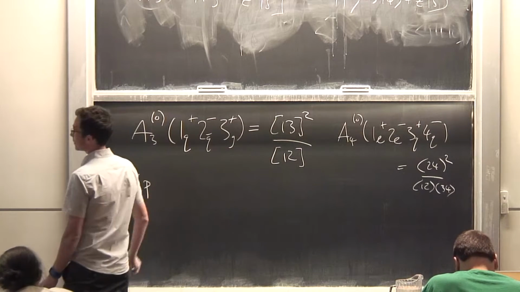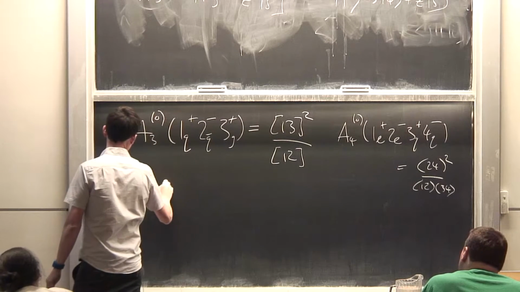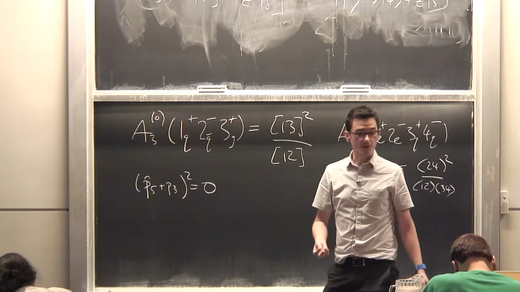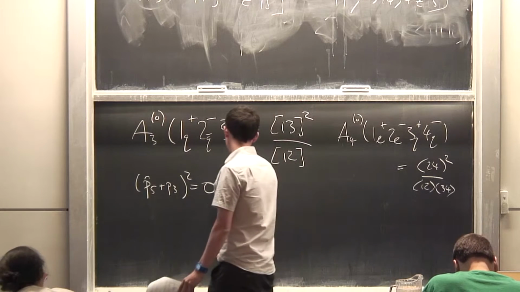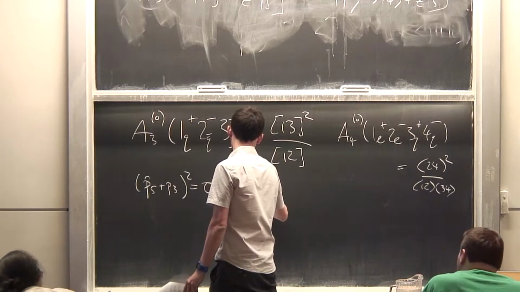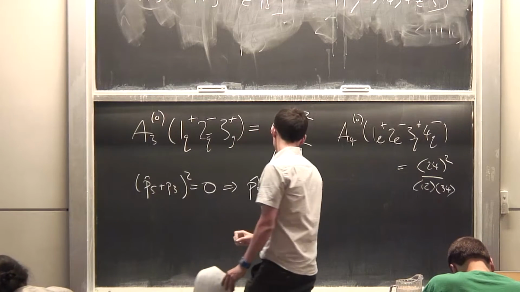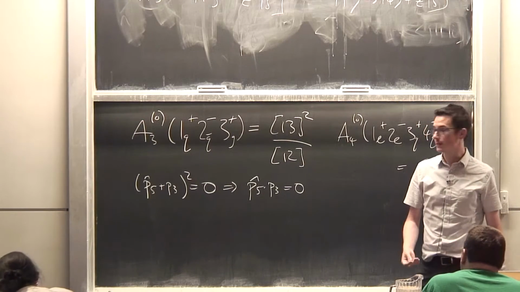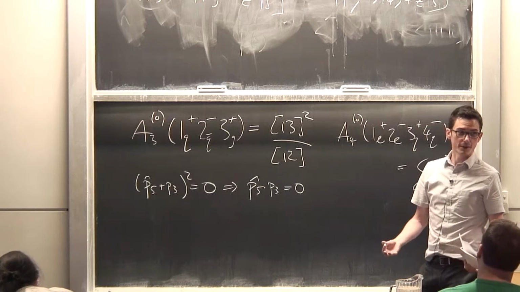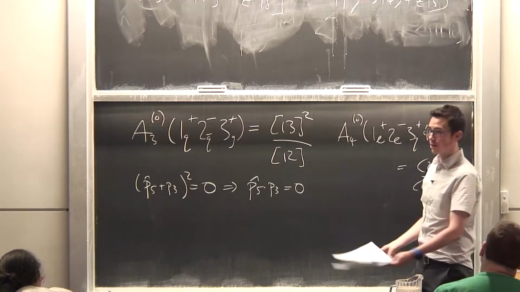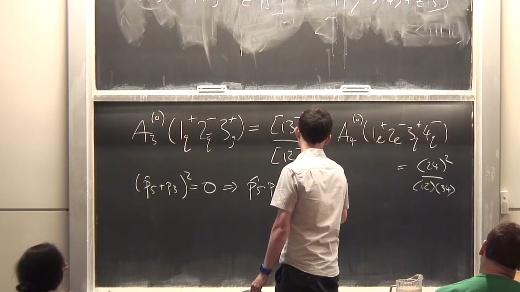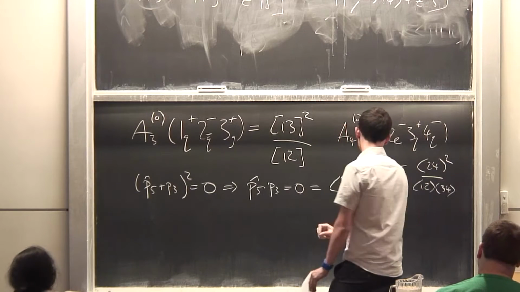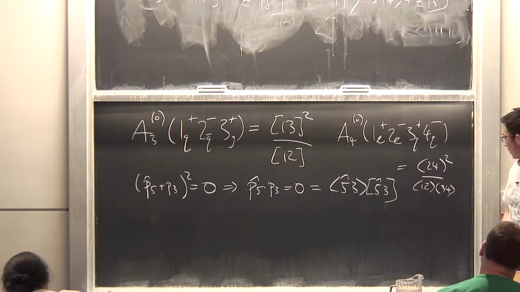So we know that, which one did I shift? 5. So (P5 hat plus P3) squared is equal to 0 at my residue. And this is telling me that P5 dot P3 is equal to 0, because P5 hat squared is equal to 0. It's a light-like momentum. P3 squared is equal to 0. It's also a light-like momentum. So therefore, the dot product between the two has to vanish. So in spinors, this is telling me that ⟨5 3⟩ is equal to 0.